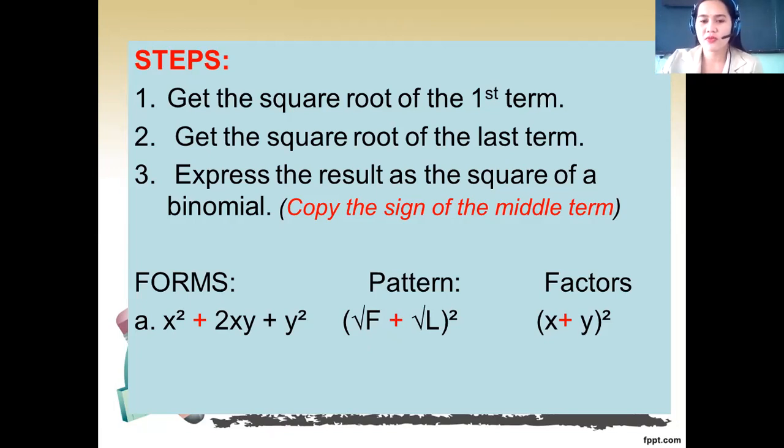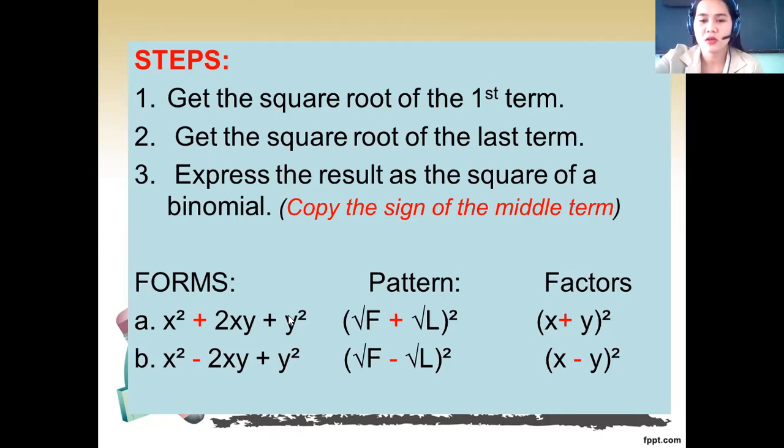We have another one, that is x squared minus 2xy plus y squared. As you can see, the middle term is negative. So in our pattern, we'll use the negative sign as well as in our factors. So yan yung difference between the two. If the middle term is positive, then the answer must be positive here. Next, if the middle term is negative, then the answer is also negative.